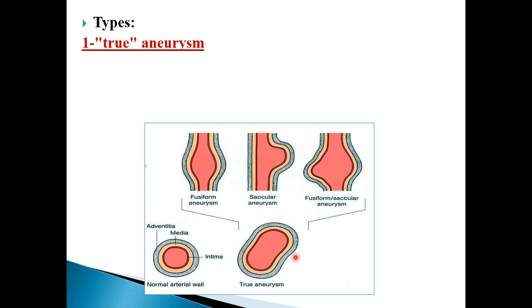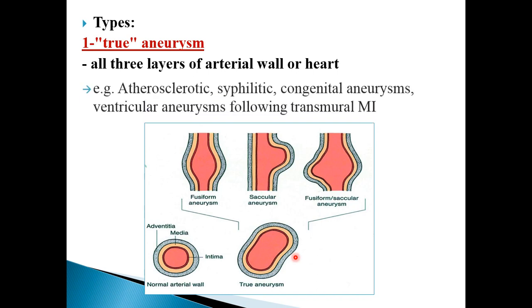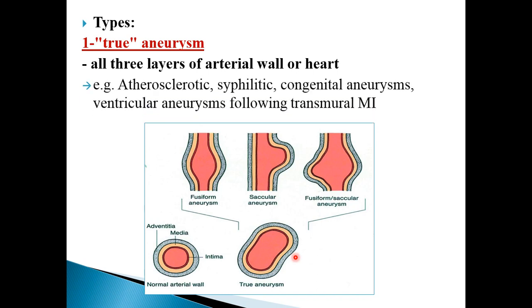So to begin with, types of aneurysm include true aneurysms, in which all three layers of the arterial wall or the heart are involved by the dilation. Examples of this type of aneurysm include atherosclerotic, syphilitic, congenital aneurysms, as well as ventricular wall aneurysms that follow a transmural myocardial infarction.